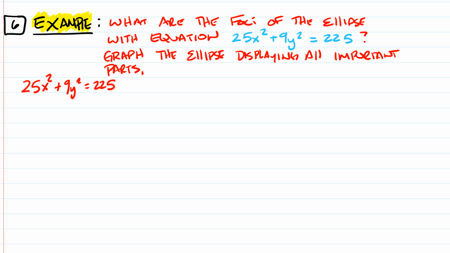To make it look like standard form, I need to get a 1 on the right-hand side, so I divide each piece by 225, okay? 25 divided by 225 is 1/9 as a fraction, so I'm going to have x squared over 9, plus, and then 9 divided by 225 is 1/25, so I'd have y squared over 25 is equal to 1.